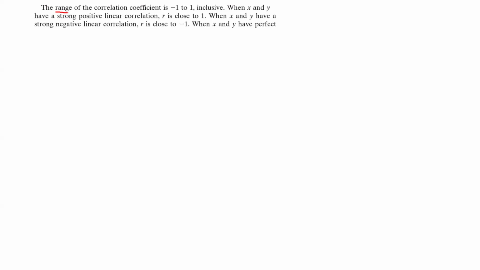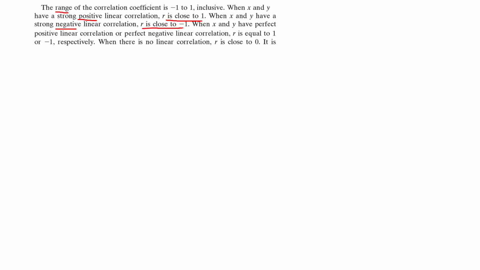When X and Y have a strong positive correlation, R is close to 1. When X and Y have a strong negative correlation, R is close to -1. When X and Y have perfect positive linear correlation or perfect negative linear correlation, R is 1 or -1 respectively. Well, when there is no correlation between X and Y, then R is very close to 0.